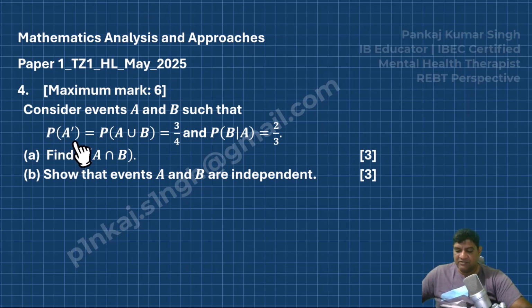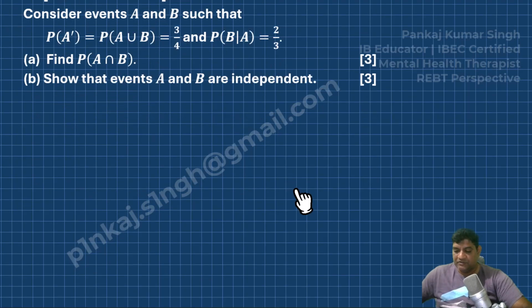We are given the probability of the complement of an event A, and it's equal to the probability of A union B, and that is equal to 3 by 4. He also says that the probability of B, given that A has occurred, this is conditional probability, is equal to 2 by 3. Given this information, he wants us to find the probability of A intersection B. And further, he wants us to prove that A and B are independent of each other. Let's try to do this question very quickly.